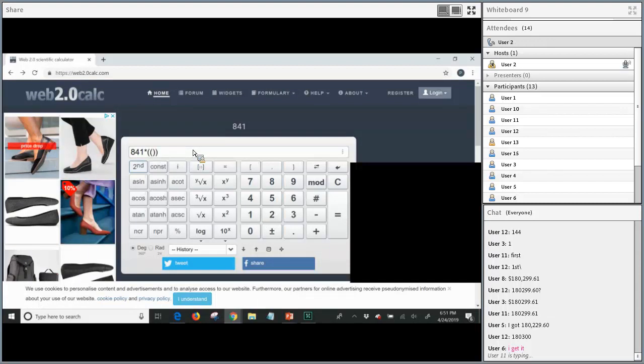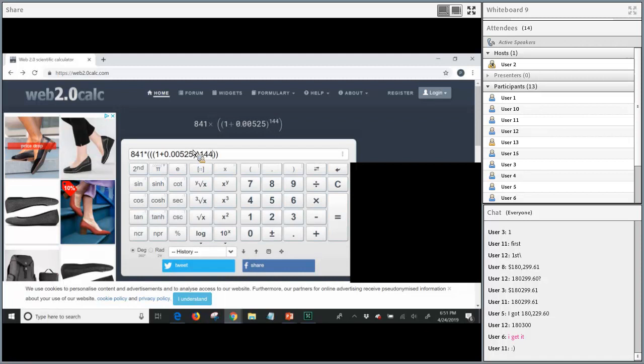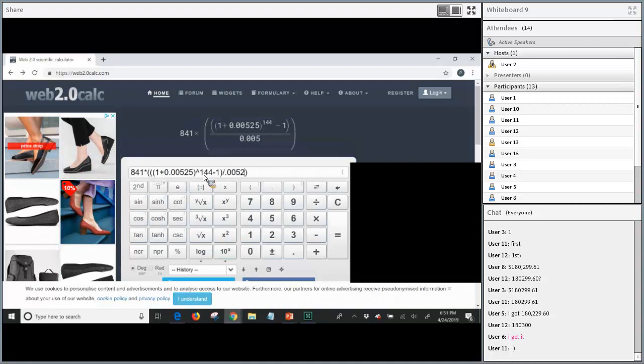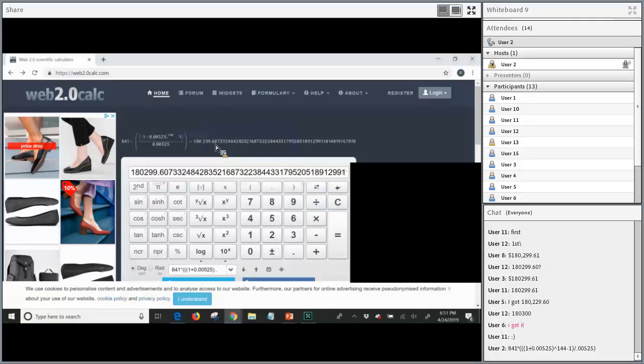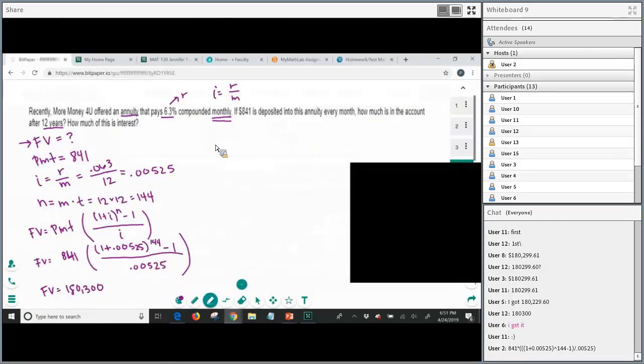841 times, sorry, 1 plus 0.00525, oops, 0.00525 raised to the 144 minus 1 over 0.00525. Copy. Okay, so that's what it would be, and then if we hit equals, you see we get that value that the rest of you are getting. So great job. Now, back to this question.